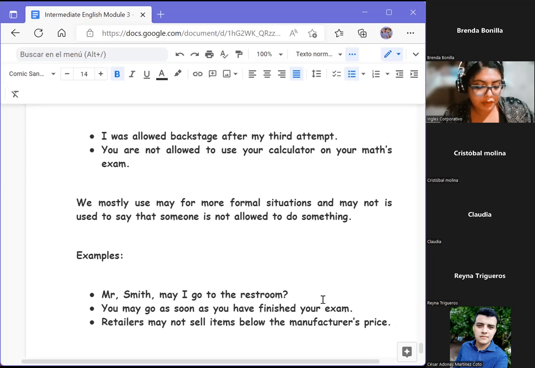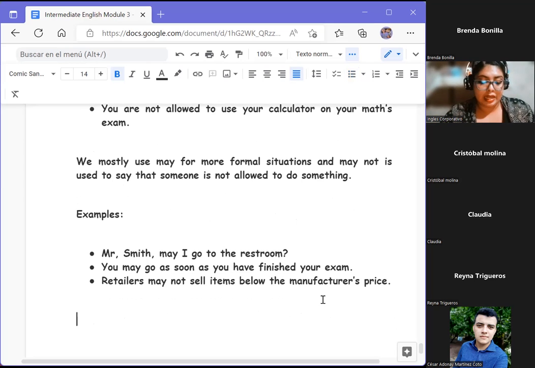And it says, however, we use the modal verb for permission can when we are giving permission to others. So in that case, when you are giving the permission, you are going to use can.